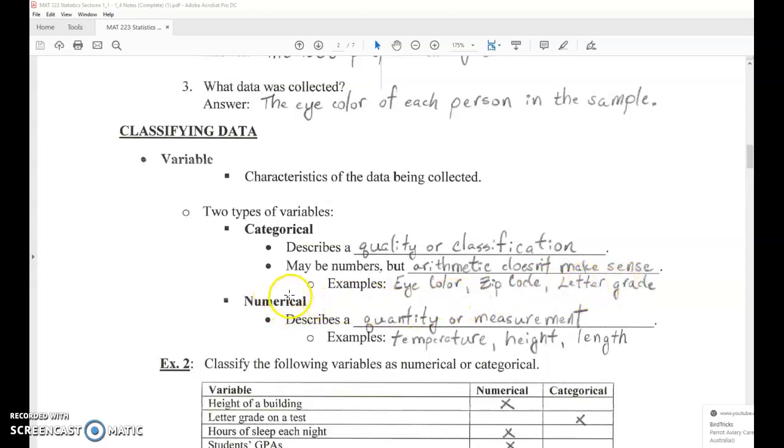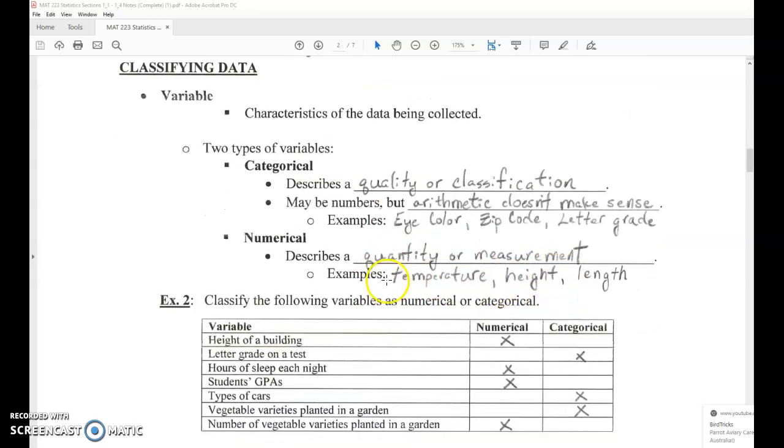For numerical variables, they describe a quantity or a measurement. So arithmetic makes sense with these. For examples, temperature outside, the height of something, the length of something.